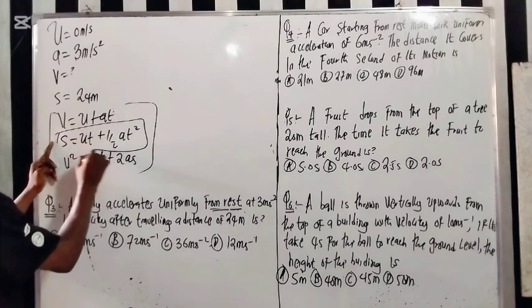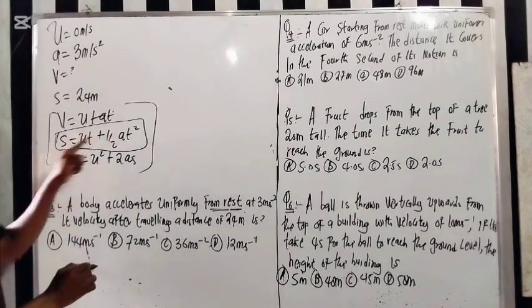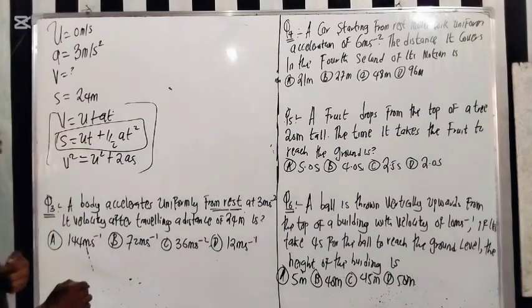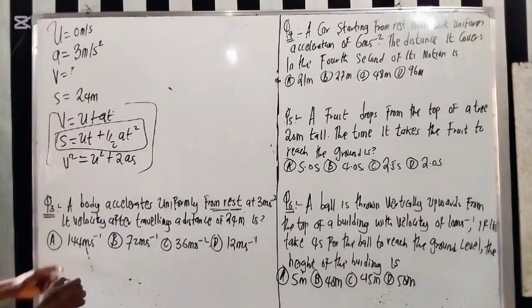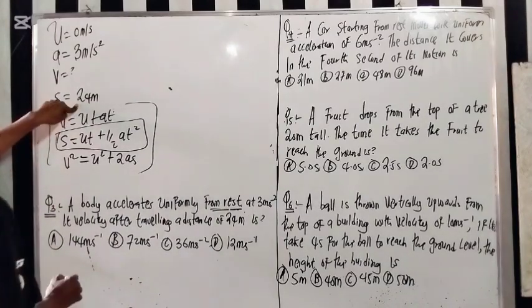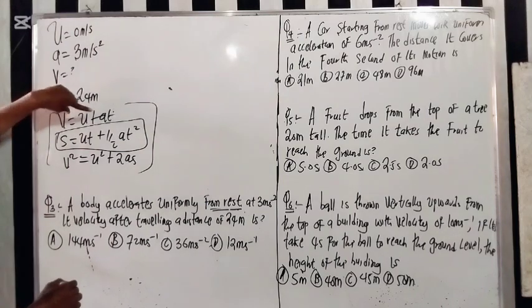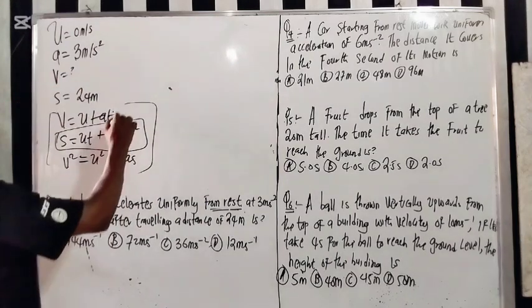Why? Because there's no final, because there's no what? Final velocity. So this one is already at... So is that here or here, right? Now, if you check very well, distance, they gave us distance, right? They gave us distance. This one does not have distance, so this one is out, this one is out.